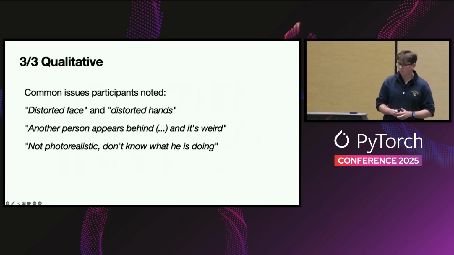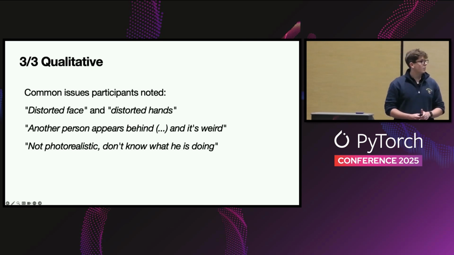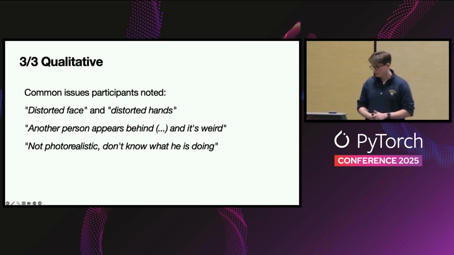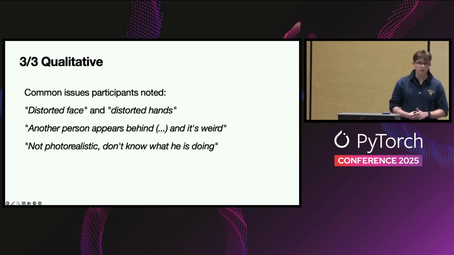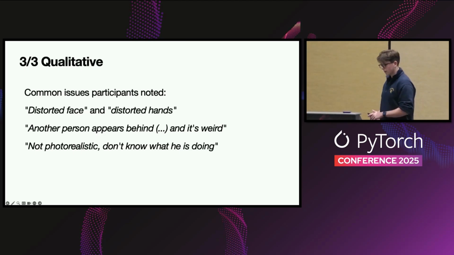And qualitatively, some people, mainly with all the diffusion models, such as MagicAnimate or Animate Anyone, pointed out that there are distorted faces, another person appeared there, or they are not photorealistic.